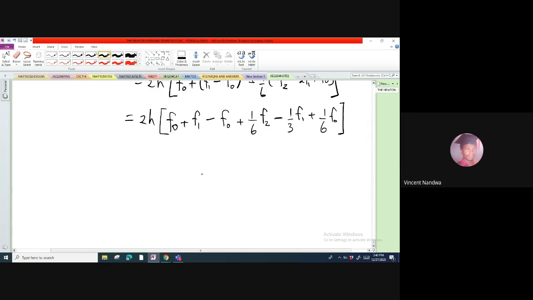So when you put together, it's like we have 2h into f0 minus f0, so this one and this one cancel, so it's like we have 1 over 6, so this would be plus 2 over 3 f1 minus a third minus a sixth f0 plus a sixth f0.